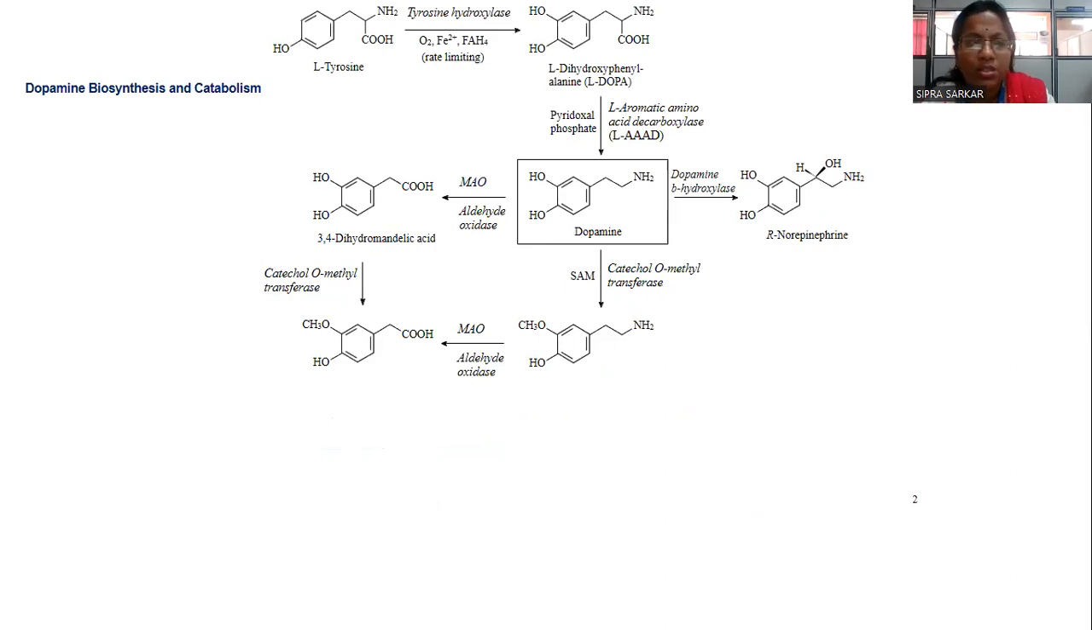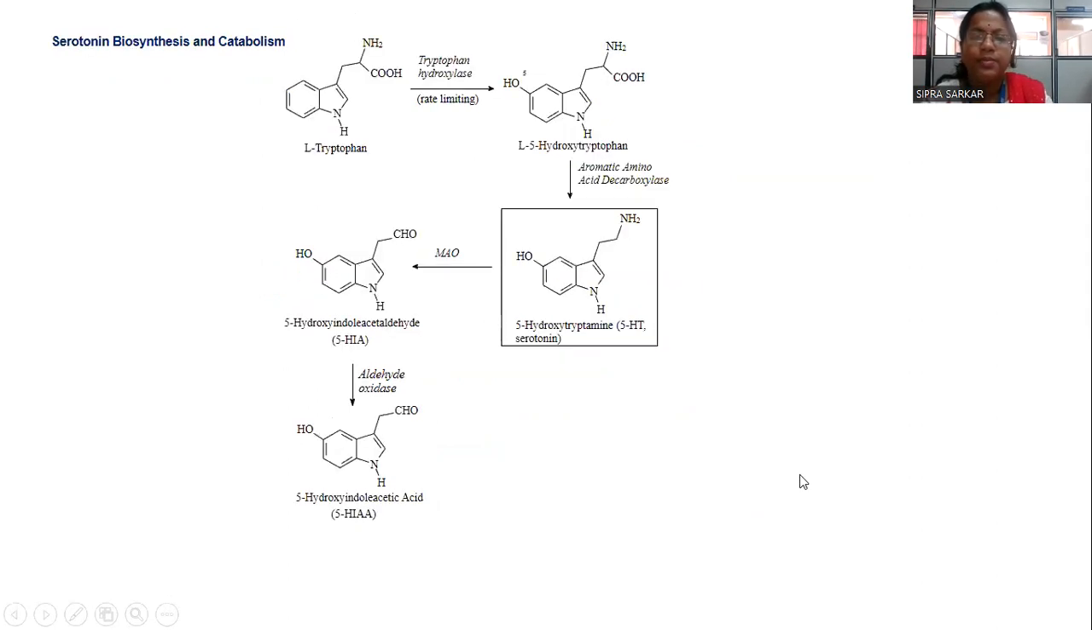Next, the dopamine biosynthesis is given here. It is synthesized from L-tyrosine to L-dihydroxyphenylalanine. Then with L-aromatic amino acid decarboxylase, this produces dopamine. This is the pathway for the synthesis, where dopamine will be acted on by dopamine beta hydroxylase. As a result, norepinephrine is prepared, and from the dopamine, dihydroxymandelic acid is prepared. So this is the pathway for dopamine biosynthesis and catabolism.